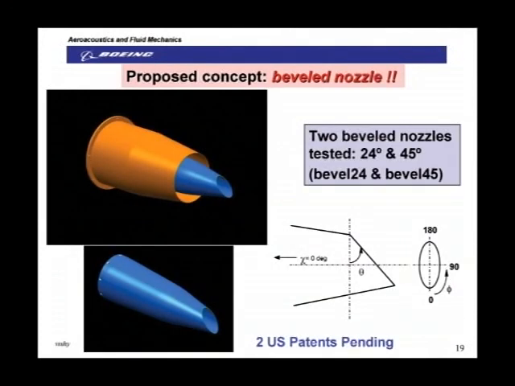Very simply. It's a bevel nozzle, and this is a single bevel nozzle, and this is a dual stream nozzle, with only the primary nozzle beveled. And to give you an idea, I've tested two different bevel nozzles, with bevel angles of 24 degrees and 45 degrees, and the bevel angle is given by theta on this. And this is the azimuthal angle. As you look from the back at a single nozzle, you have 0, 90, and 180. 0 is on the ground, 90 is up to the side, and 180 is up in the sky. And this is the inlet angle.